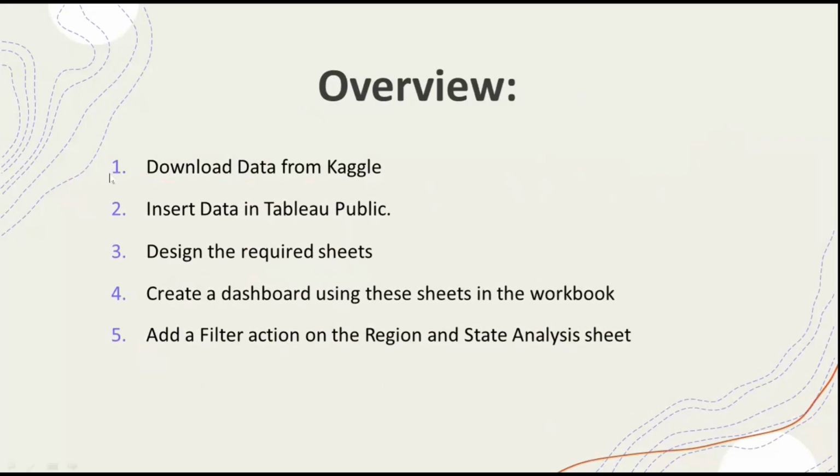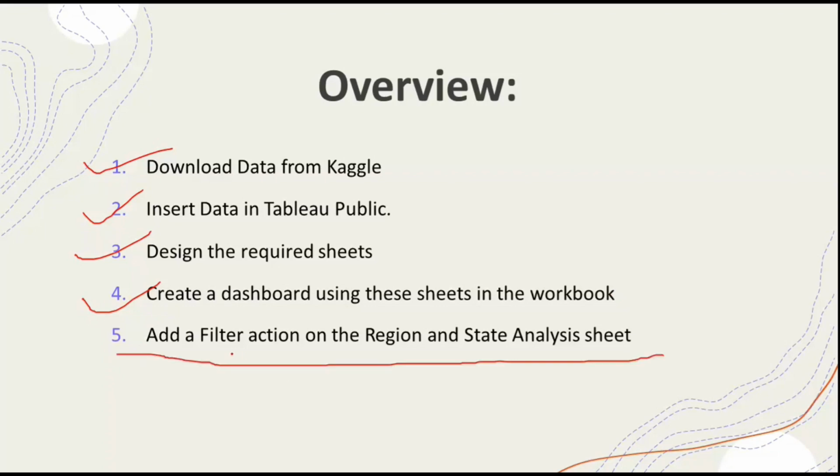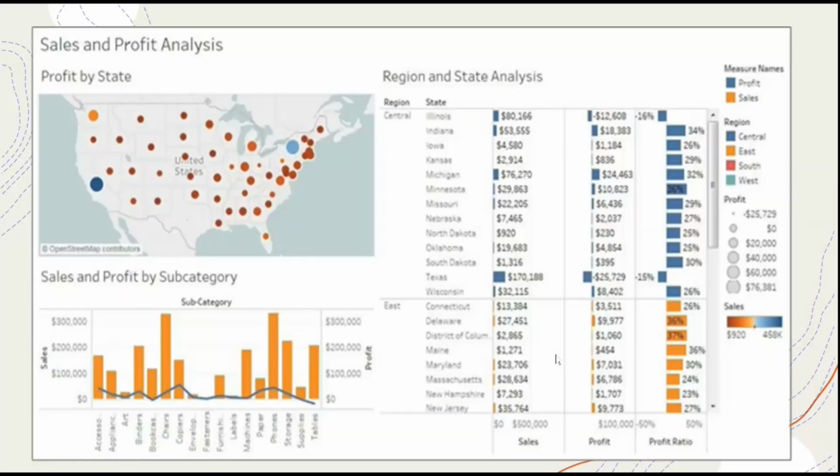And how we are going to analyze this: the very first thing we need to do is download our data from Kaggle, insert that data in Tableau Public, then design some sheets regarding the same, then create the dashboard using these sheets in the workbook, and for the dashboard action, we need to implement the filter actions on region and state analytic sheets. Okay, so this will be more or less the output of our dashboard. So let's get into the second part, which is creating this dashboard on Tableau Public.